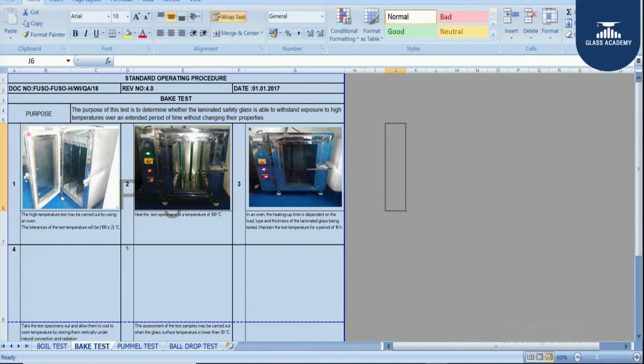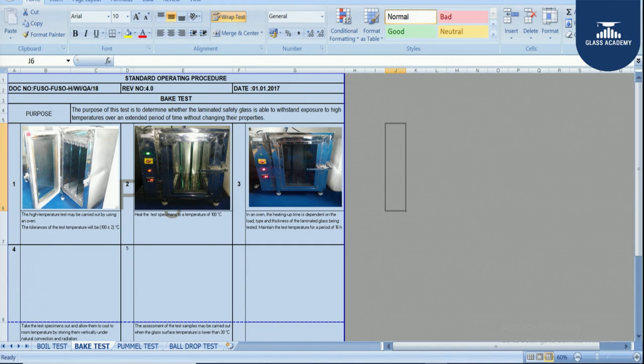Next we will be understanding the next test that is used for temperature, that is the bake test. In the bake test, the purpose of this test is to determine whether the laminated safety glass is able to withstand exposure to high temperatures over an extended period of time without changing its properties. First we will take a bake test oven, and inside the oven we will place the glasses at 100 degrees centigrade for 16 hours.